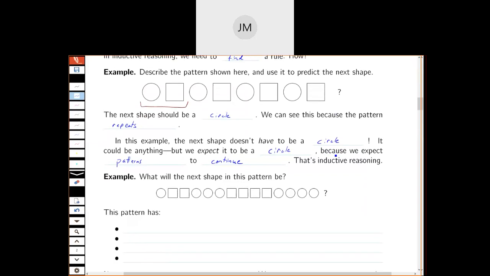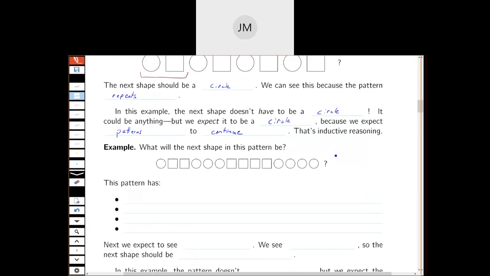But when we're looking at things where somebody's not deliberately trying to trick you, usually patterns, if we notice them, they continue. And so, we're usually going to be right. All right, so let's look at this next example.